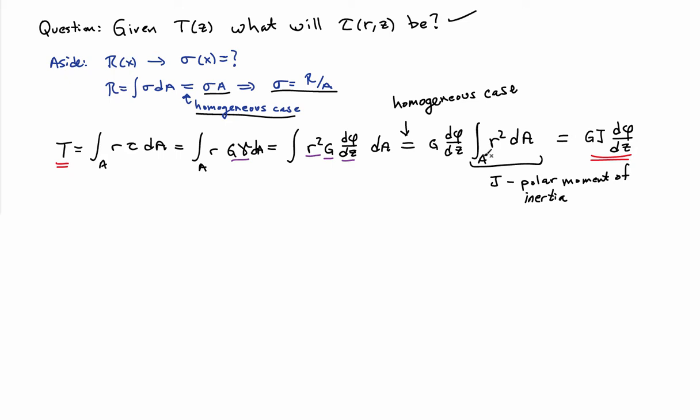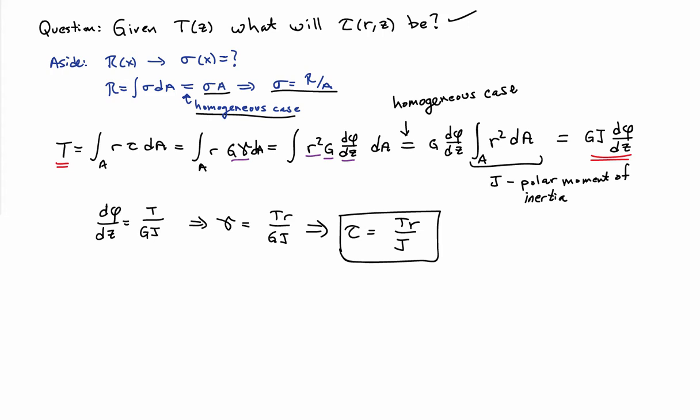This is going to allow me to get back to the question of what the shear stresses are if I know the internal torque, because the twist rate is related to the shear strains, and the shear strains are related to the shear stresses. First I solve for the twist rate in terms of the torque: the twist rate is equal to the torque divided by GJ. That tells me gamma is equal to the torque times the radial position r divided by GJ. Now I can write the shear stress by multiplying gamma by G, so the shear stress tau is equal to Tr over J.